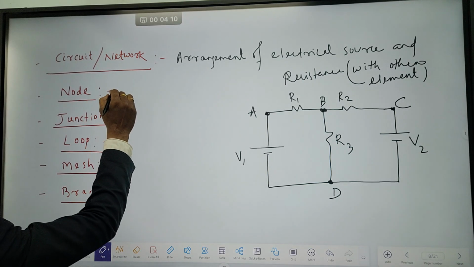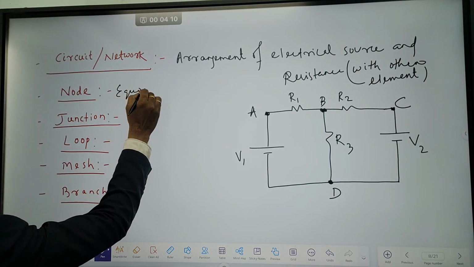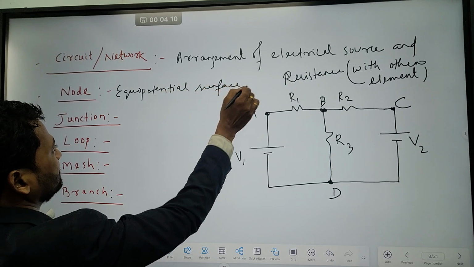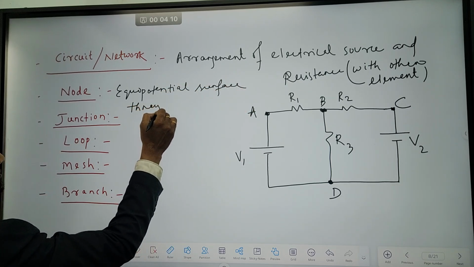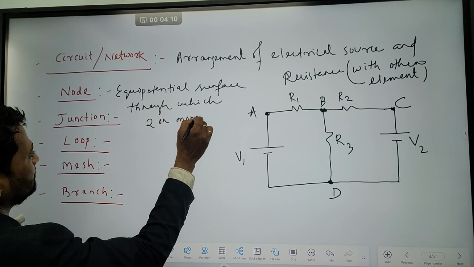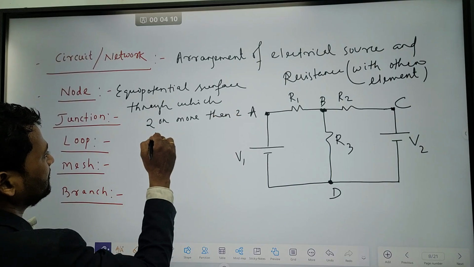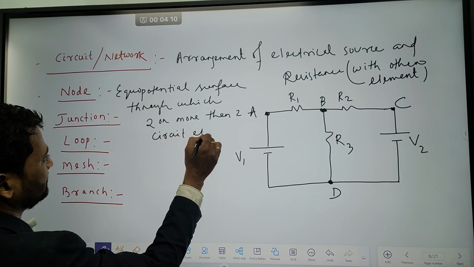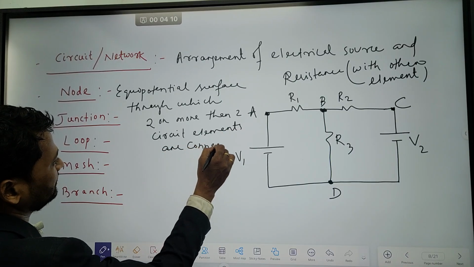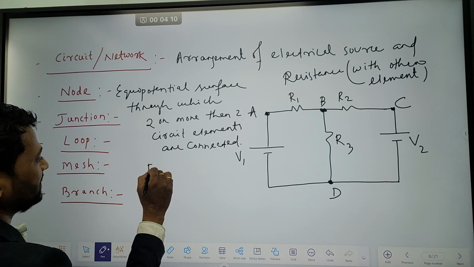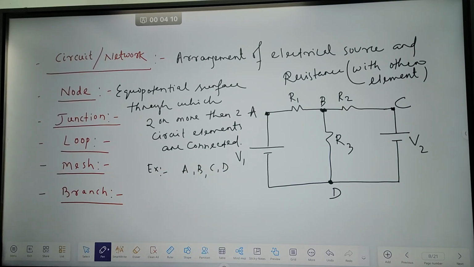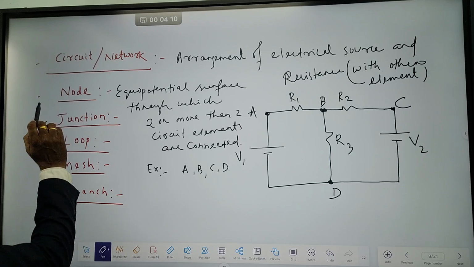So node का definition क्या है? It is an equipotential surface or point through which two or more than two circuit elements are connected. ठीक है. एग्जाम्पल क्या है देखो, नोड का एग्जाम्पल इधर A, B, C and D. So these are the nodes. Is it clear? Next point is junction.